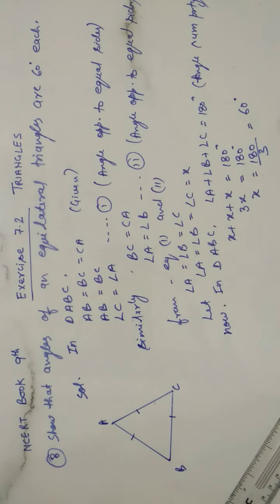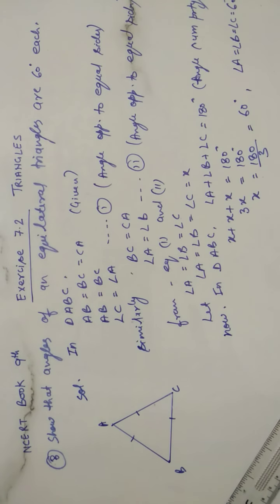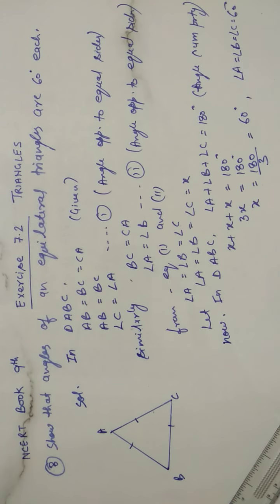So now from this what we have proved is that all angles, angle A, angle B and angle C, are all 60 degree each. So the angles of an equilateral triangle are 60 degree each. Okay, so these are the remaining questions of our exercise, that is exercise 7.2.